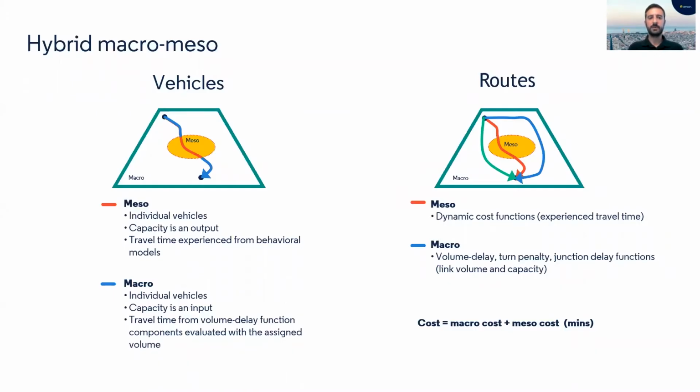Next major feature is the hybrid macro-meso simulator that allows the user to extend the scope of a mesoscopic model so that he can also capture the rerouting that is happening outside of the study area when, for instance, new traffic management strategies are applied. With respect to this feature, I can distinguish two main use cases.